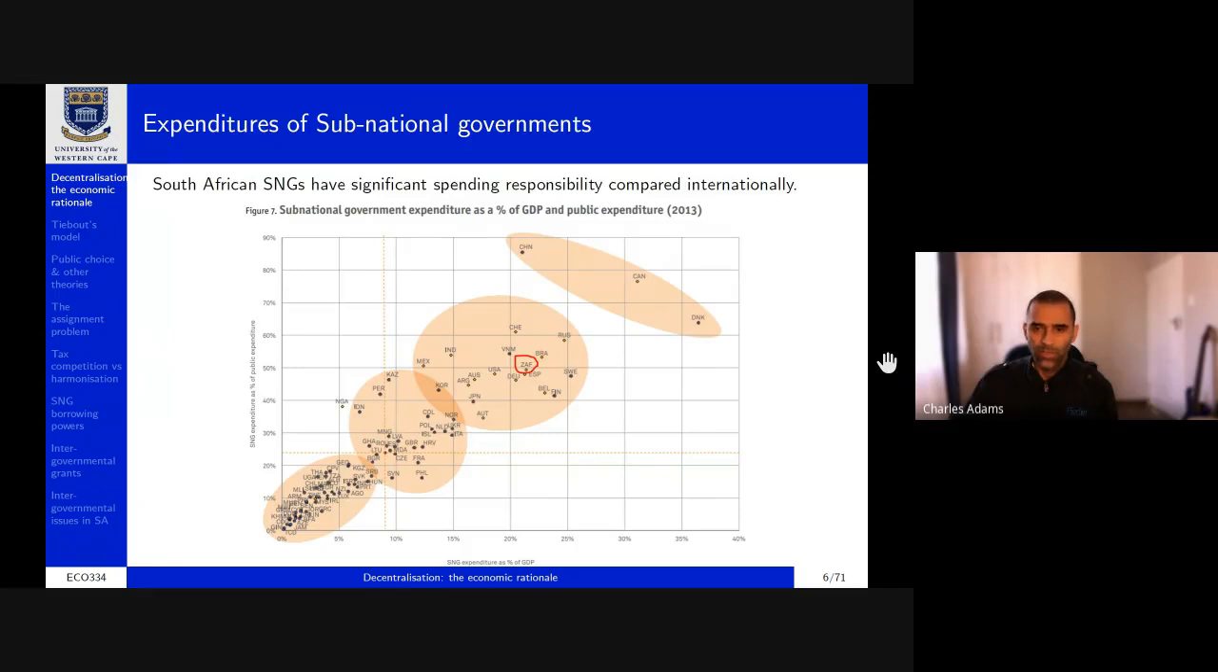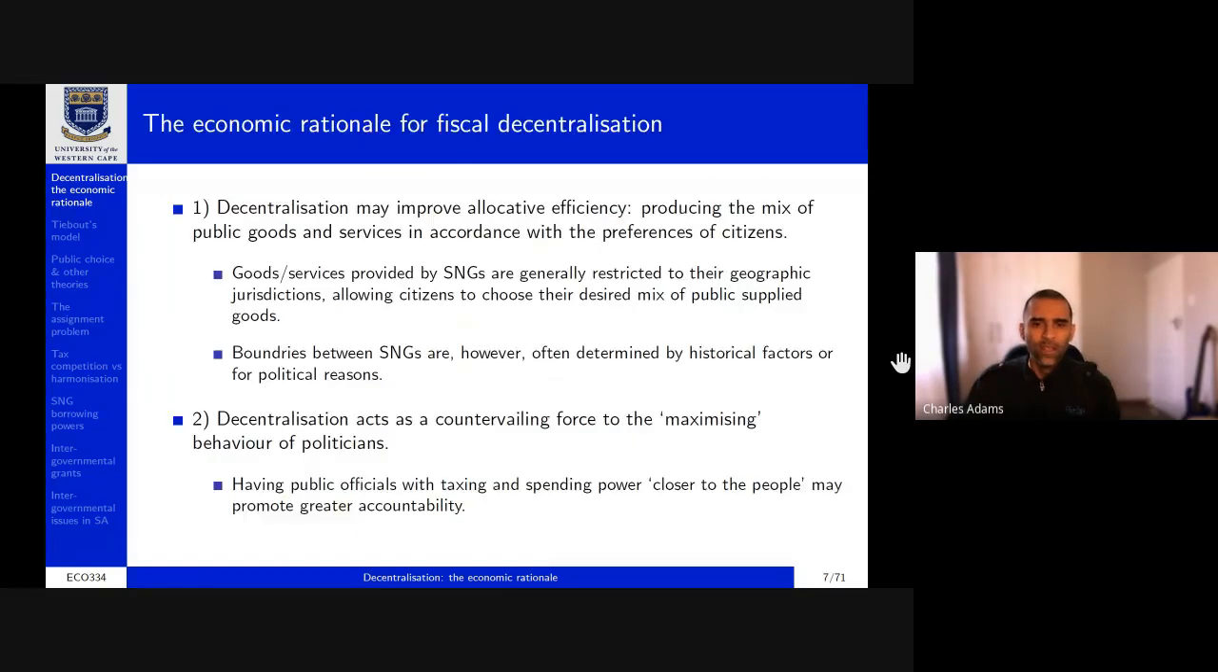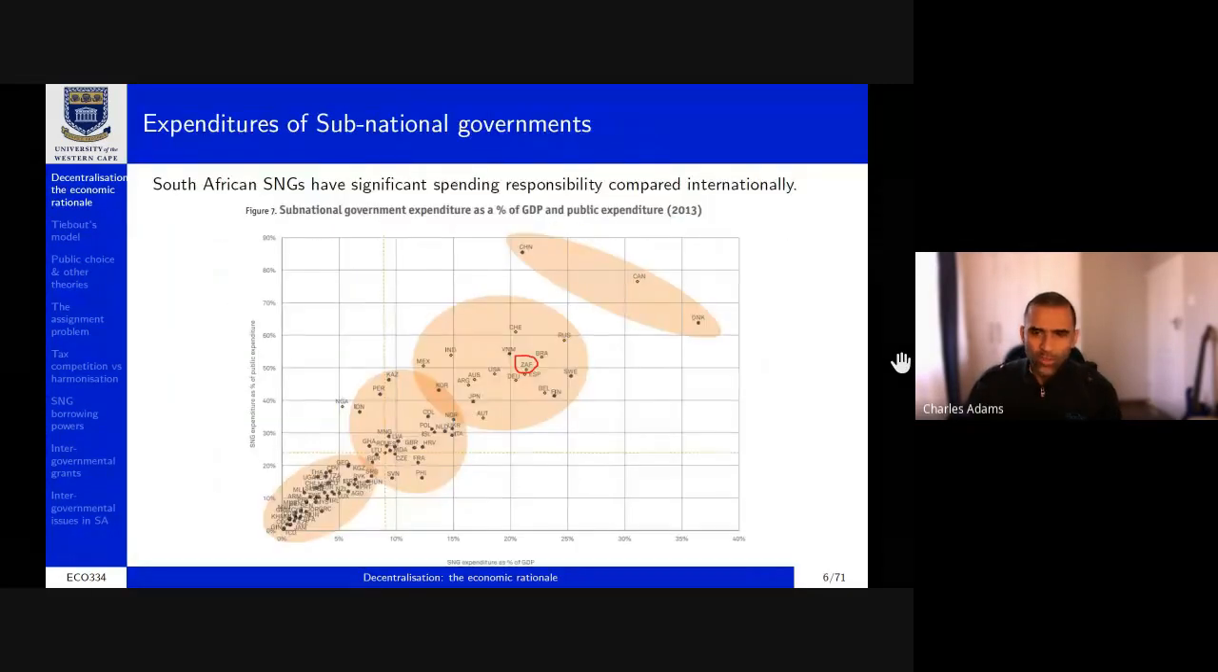And government activity involves more than just spending, right? There's also the tax side, there's also the policy side, there's the regulation side of it as well, right? So this is just one dimension. And on all of the other dimensions, South Africa would lie a lot lower on this vertical axis, okay? And I think we'll show some data to that effect later on.